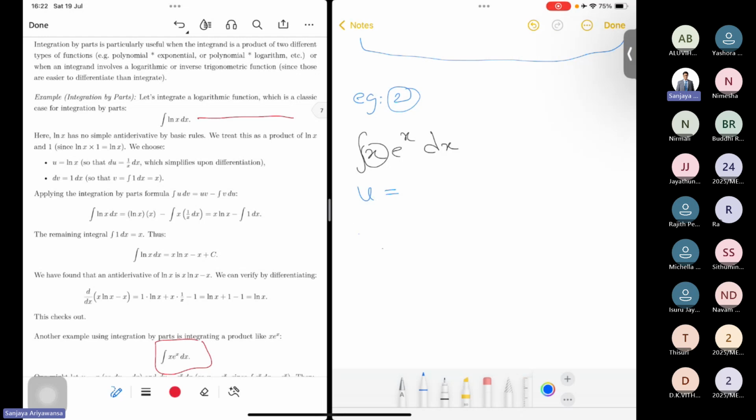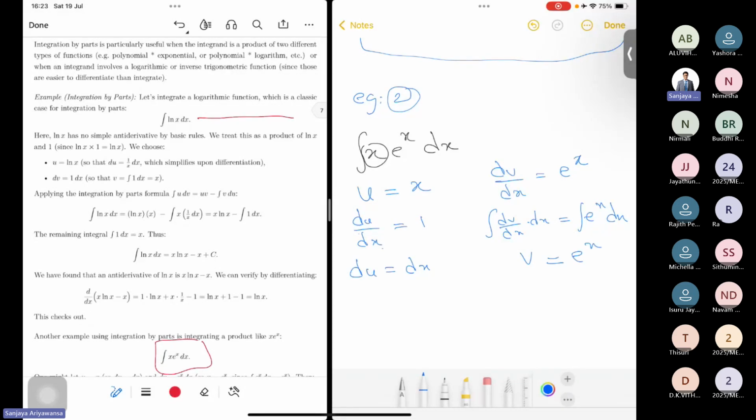I take u to be my function x, because u is the function I'm going to differentiate. If I take u and differentiate it with respect to x, I get 1, such that du equals dx. That seems to be good. Then I have dv by dx, the function which I want to integrate. If I integrate both sides with respect to dx, I get v here, and integrating e to the power x with respect to dx, that's simply my exponential function rule on integration, I get e to the power x.